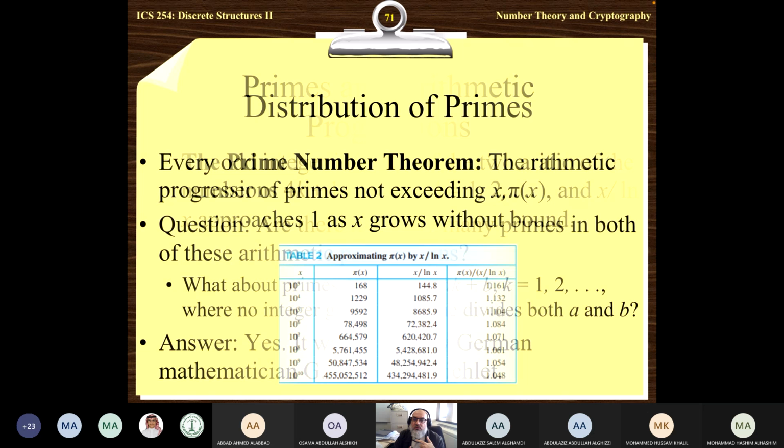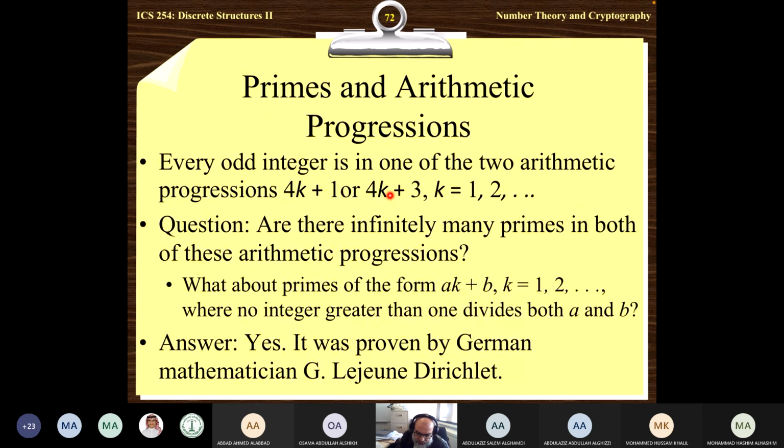Okay, so this is what the prime number theorem gives us, right? It gives us a sense of how many primes there are that are less than or equal to x. Right. So every odd integer is in one of the two arithmetic progressions, 4k plus 1 or 4k plus 3, for all positive k's: 1, 2, 3, 4, etc.